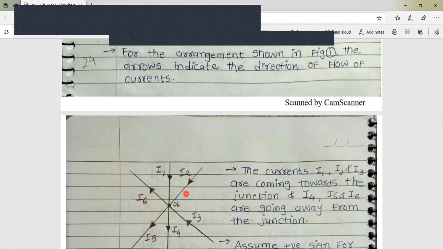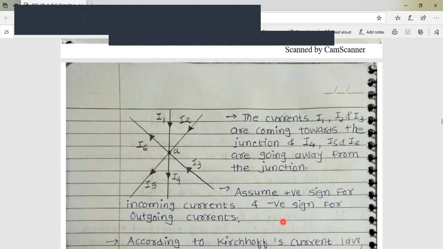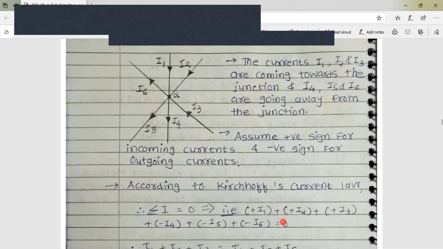According to the statement, the algebraic sum of all these currents is equal to 0. Here currents I1, I2, and I3 are coming towards the junction, and I4, I5, and I6 are going away from the junction. So assume a positive sign for incoming currents and a negative sign for outgoing currents, according to our statement of Kirchhoff's current law that the summation of currents equals 0.